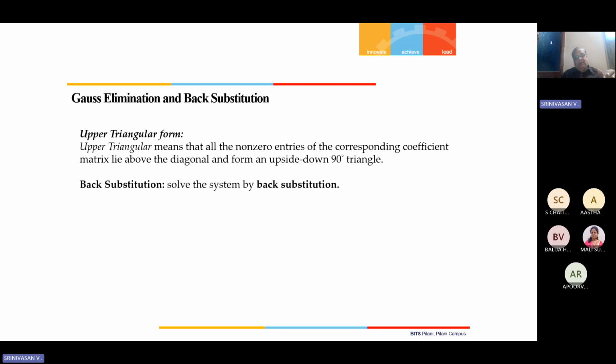You can have both upper triangular or lower triangular, but let us uniformly do upper triangular and also uniformly use elementary row operations, which will be easy for operation. So upper triangular means that all the non-zero entries of the corresponding coefficient matrix lie above the principal diagonal and form an upside down 90-degree triangle. Okay, you know very well. Back substitution: solve the system by back substitution. You just see what exactly it means. I've already explained, but you need to see for believing.